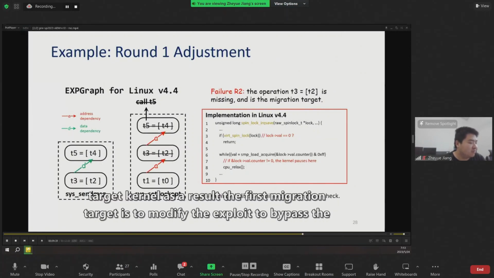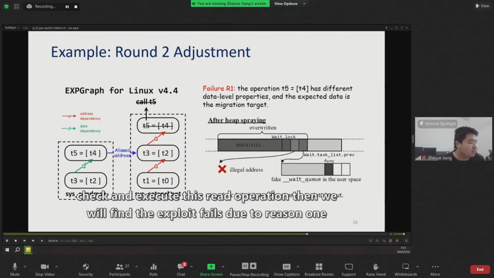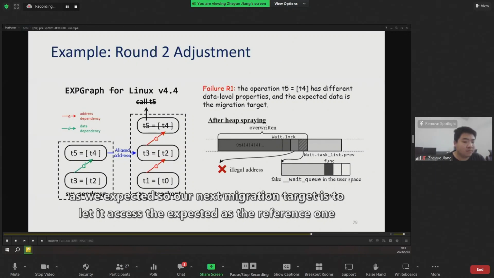As a result, the first migration target is to modify the exploit to bypass the check and execute this read operation. Then we will find the exploit fails due to reason 1. Though the read operation has been performed on the target kernel, it does not access the correct data as we expected, so our next migration target is to let it access the expected data, as in the reference one.